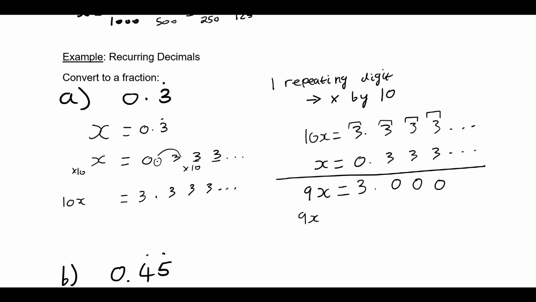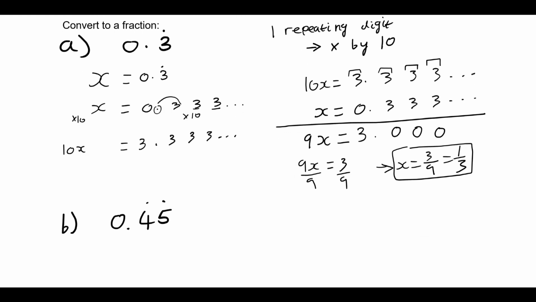So if 9x is equal to 3, because all of the recurring parts have cancelled out, I divide both sides by 9 to get x on its own, which gives me x is equal to 3/9, which simplifies to a third. So I can say x is equal to 1/3.